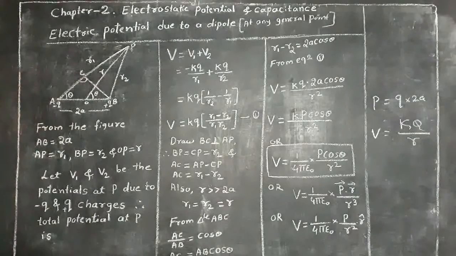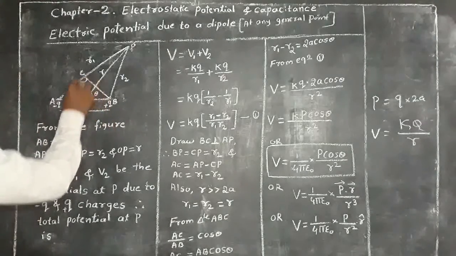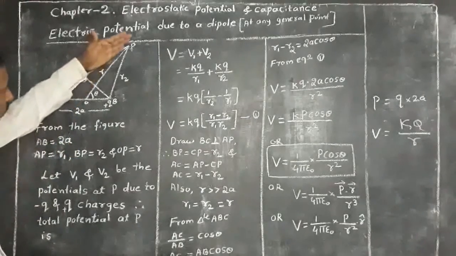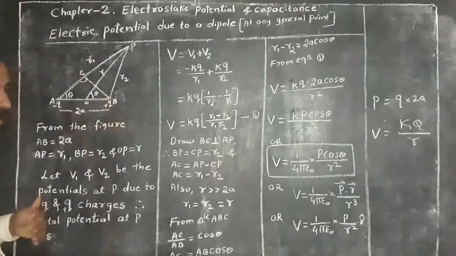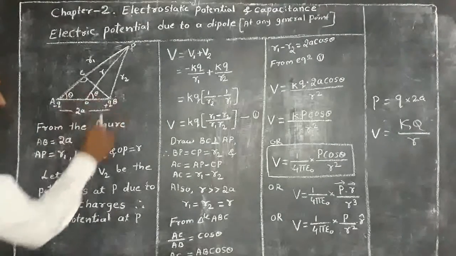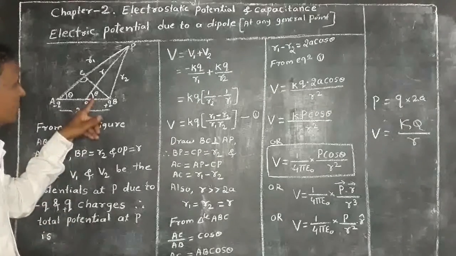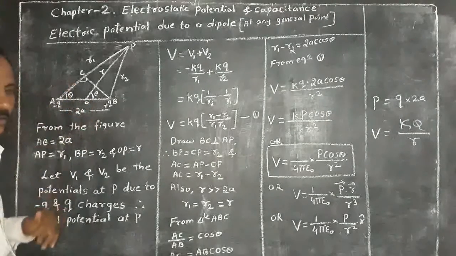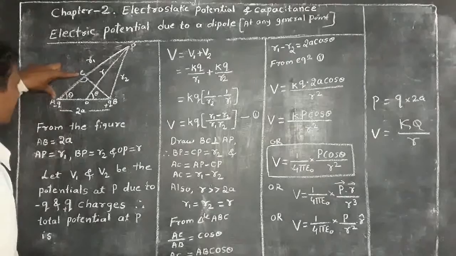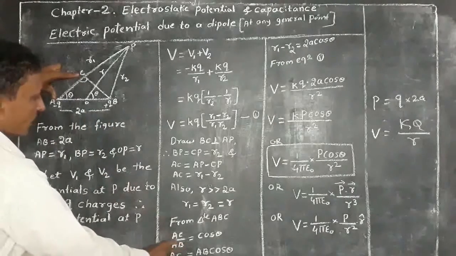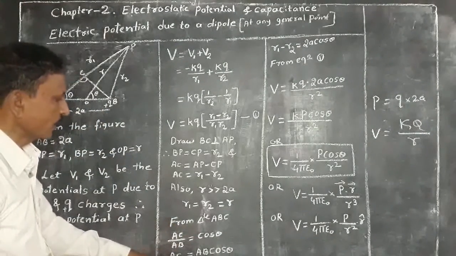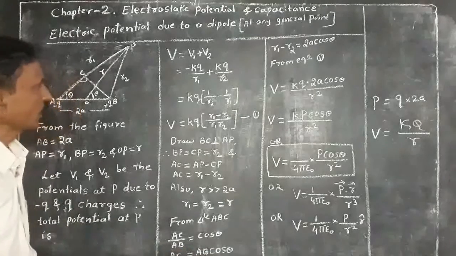And from the right angle triangle ABC, cos theta, where theta is the angle made by the line joining the point P and the dipole. This is theta. Therefore, this angle is also equal to theta. From the triangle ABC, cos theta equals base upon hypotenuse, that is AC upon AB, is equal to cos theta. Therefore, AC equals AB cos theta.